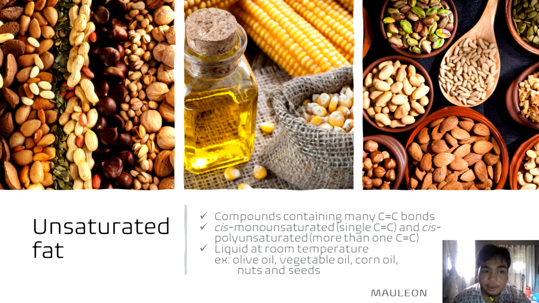Unsaturated fat is compounds containing many carbon double bond carbon bonds, or also cis monounsaturated, a single double bond carbon bond, and cis polyunsaturated, which has more than one carbon double bond carbon. These unsaturated fats are commonly liquid at room temperature. An example would be olive oil, vegetable oil, corn oil, and oil from nuts and seeds.